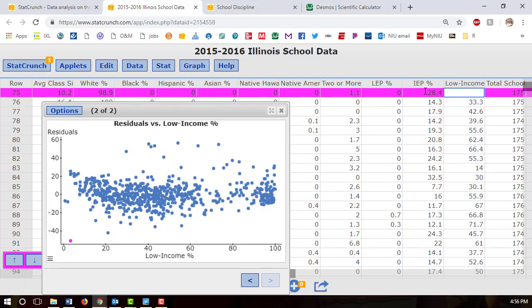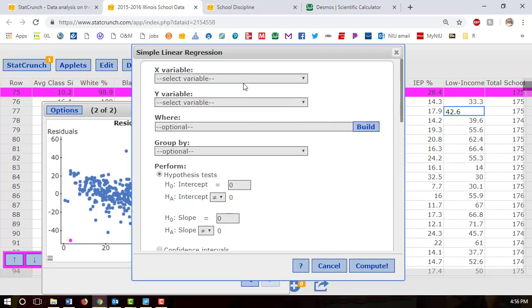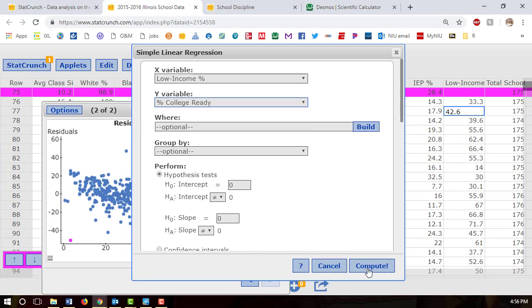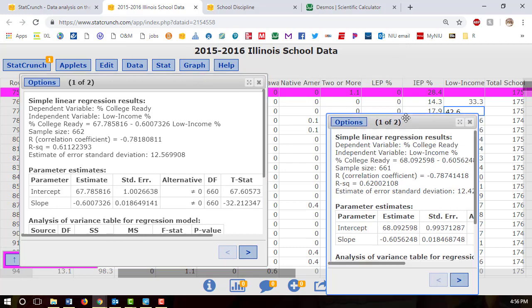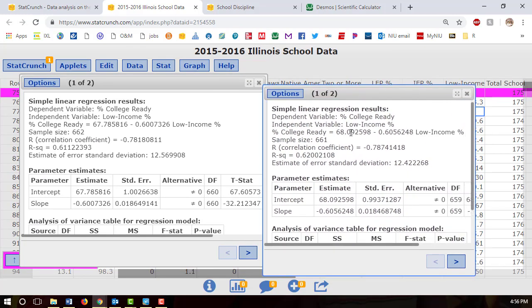the low income percent, 3.4. And then run this regression again, low income percent and percent college ready. And let me go back here and let's look at differences here. Right, the slope or the y-intercept is 68.1, 67.8, negative 0.6, negative 0.61. Correlation negative 0.79, negative 0.78.